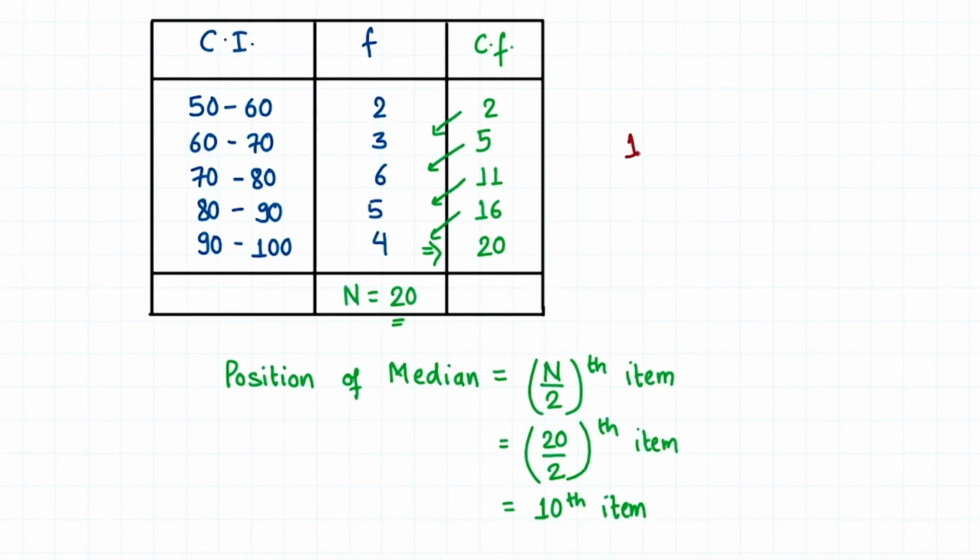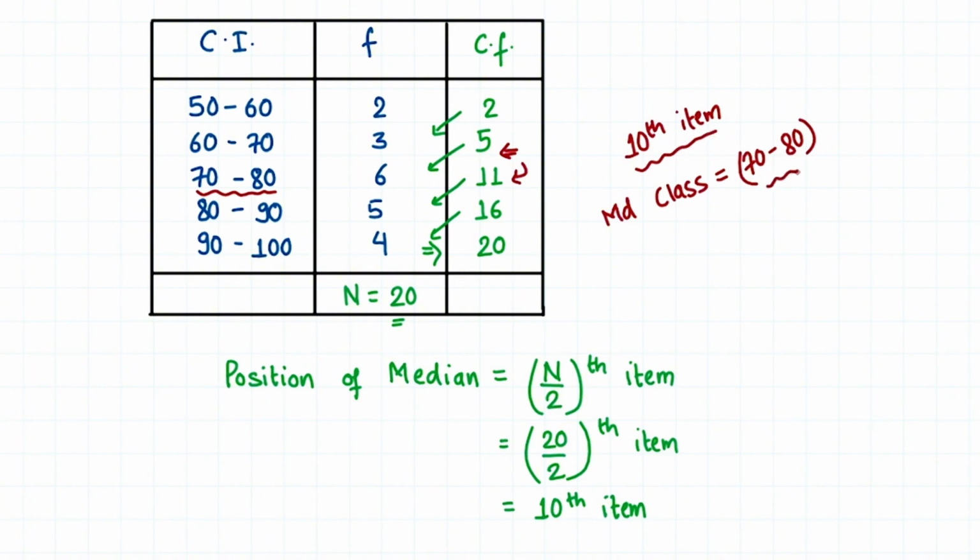Now, our position of the median is 10th item, right? So it lies between the cumulative frequency 5 and 11, and we look at the cumulative frequency greater than 10, which is our 11, right? And we get our median as 70 to 80. That's not a number, that's a class. And so our median is not 70 to 80, it's our median class, okay? So what happened here is our position of median is not able to give us our actual median. It's just giving our median class because our data is in classes, right? So we only have our median class.